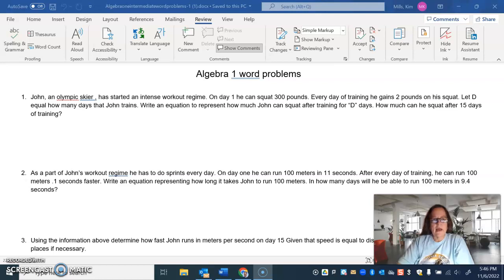Okay, today we're going to look to see how a student could use the text-to-speech feature that's in Microsoft Word to read an Algebra 1 word problem in case they had difficulty accessing or difficulty reading the problems. So you come up here, it's under Review. It's under the Review tab in Microsoft Word.